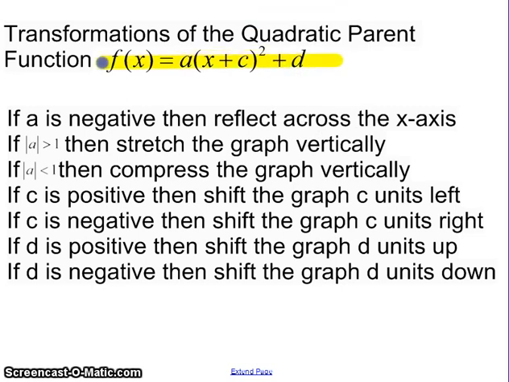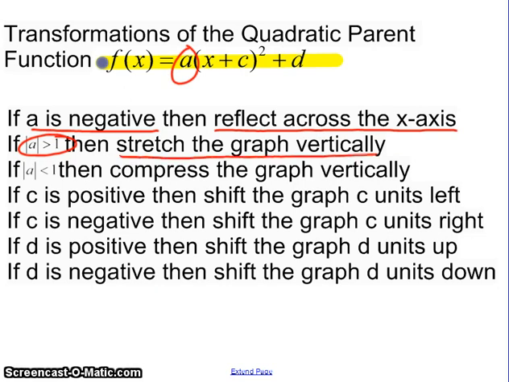So here's the generic function for a quadratic, and depending on the values of A, C, or D, the graph changes either its shape or its position. So we're going to start with A. A can do a couple of different things to our graph. First of all, if A is negative, A will reflect the graph across the x-axis. And then, besides reflections, A can either stretch or compress the graph. So if the absolute value of A is greater than 1, then A stretches vertically away from the x-axis. If the absolute value of A is less than 1, for example, 1/4, then the graph compresses vertically closer to the x-axis.